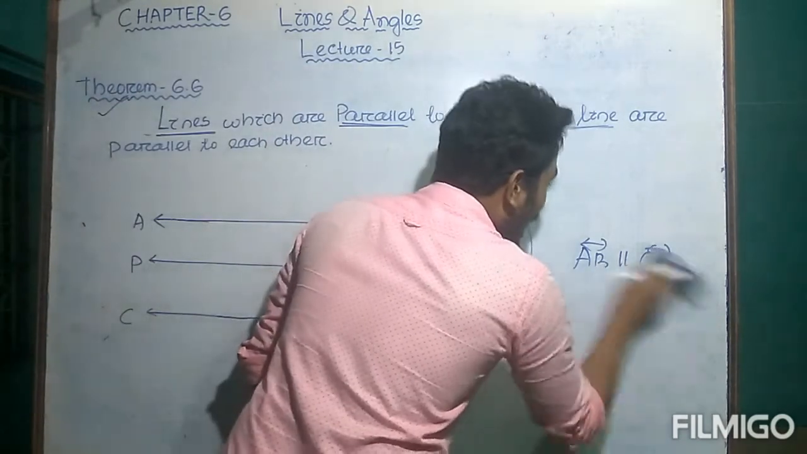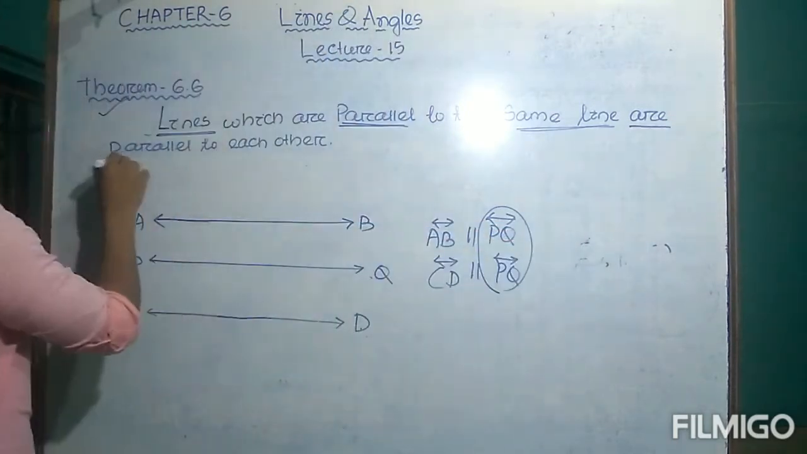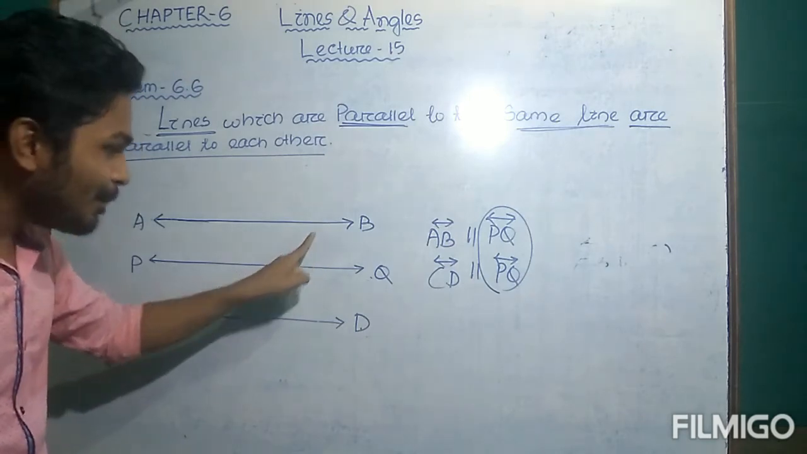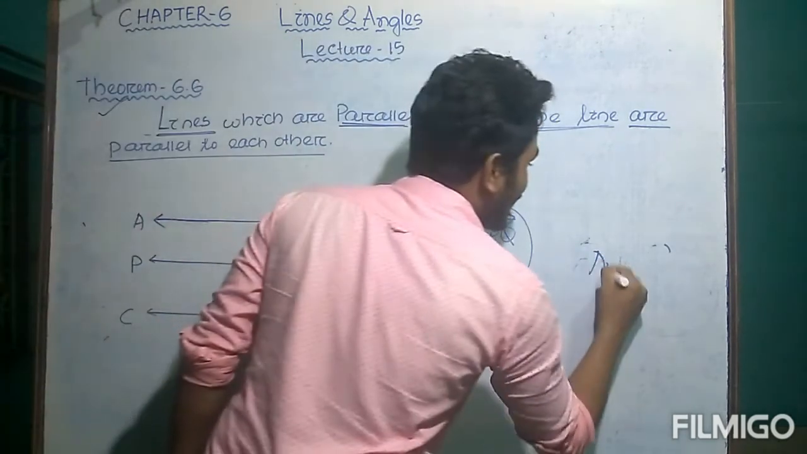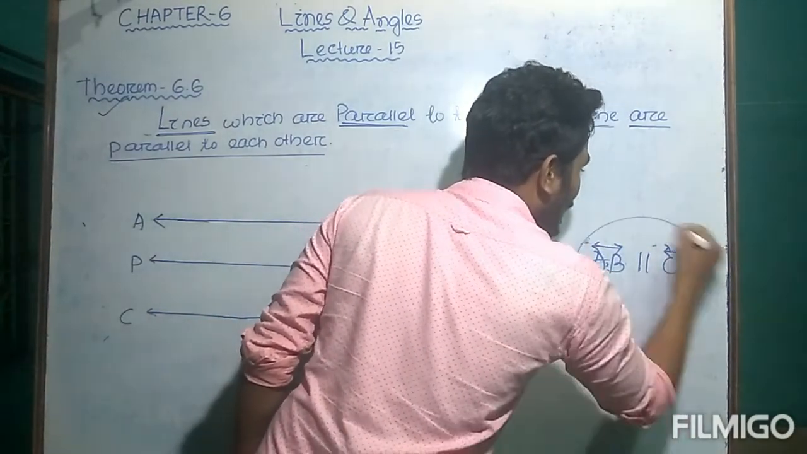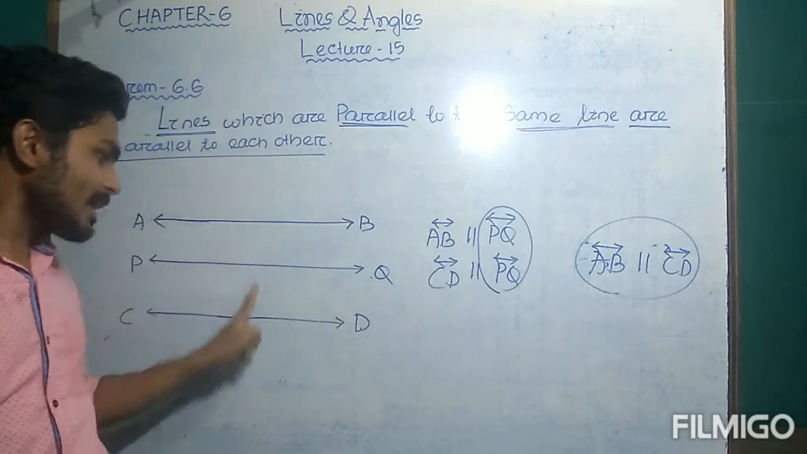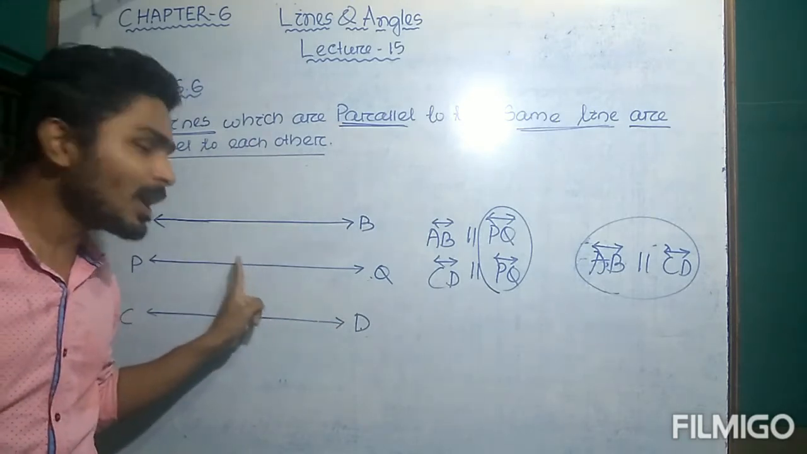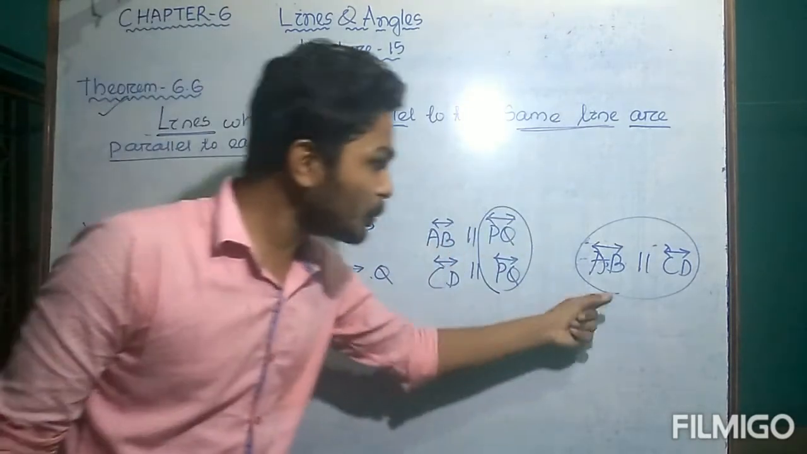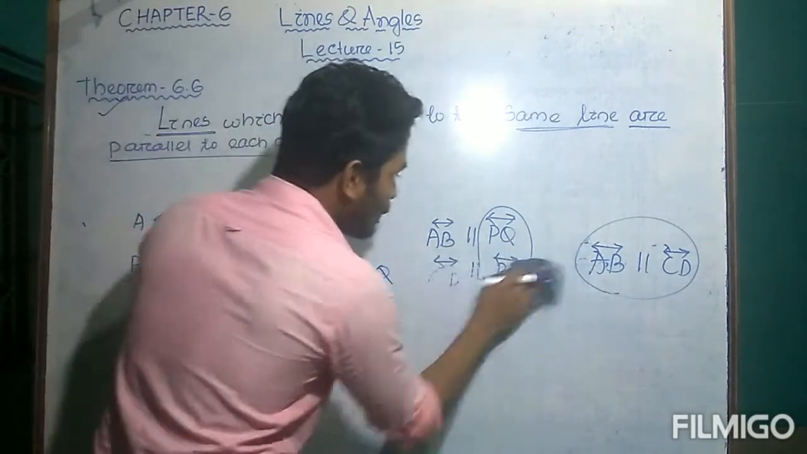Then you have to prove that these lines are parallel to each other. So what you have to prove? You have to prove that AB is parallel to CD. And what is the condition? You have the condition that AB and CD are parallel to a common line PQ. By using this condition, you have to prove that these two lines are parallel. Understood? So let us prove.